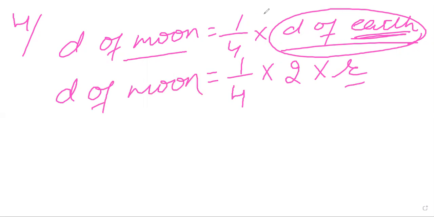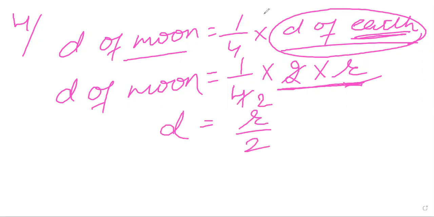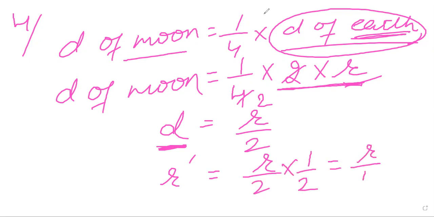So the diameter of earth is 2r. Here we let the radius of the earth be r, then the diameter of the earth is 2 times the radius, 2r, then 1/4 of the diameter of earth will be r divided by 2, which will be the diameter of the moon, and then we'll find out the radius of the moon. Let's take it as r dash is equal to half of r by 2, that is r by 4 units.